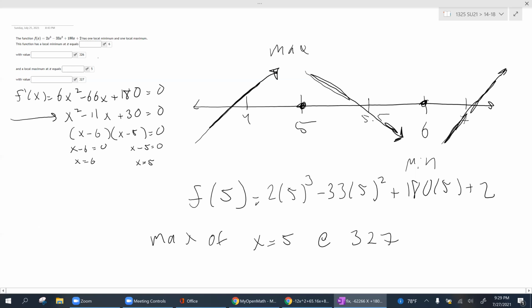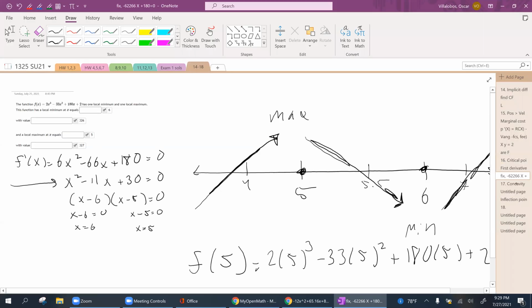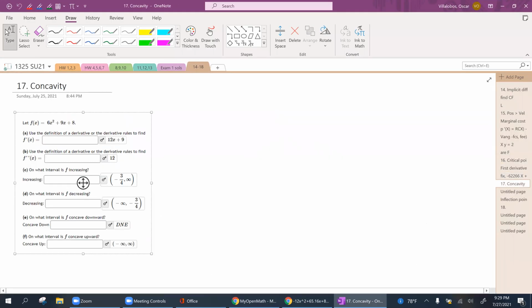It is right here, max. We can see the answers there. I would let you apply the same thing with the minimum, and it's the exact same thing.